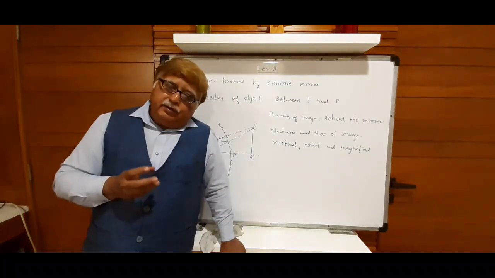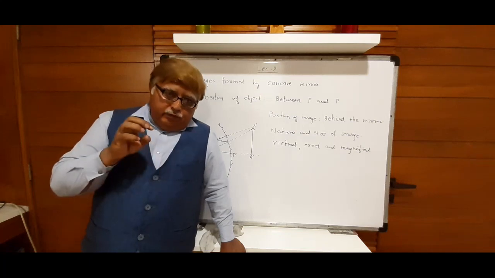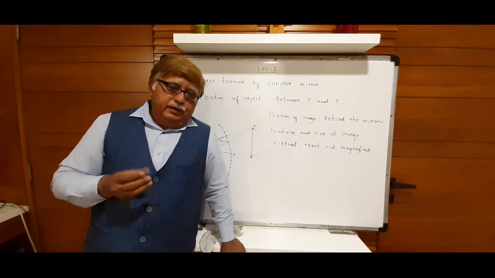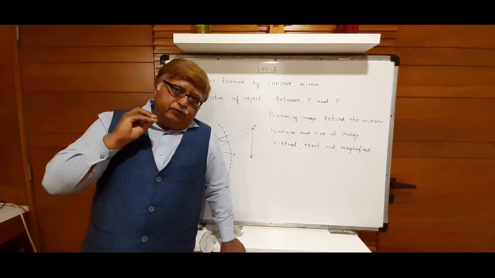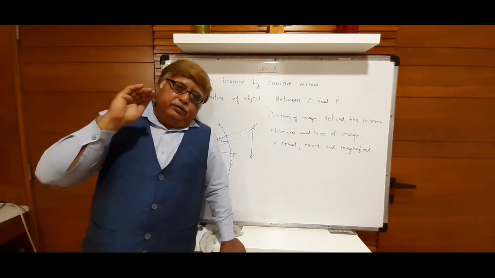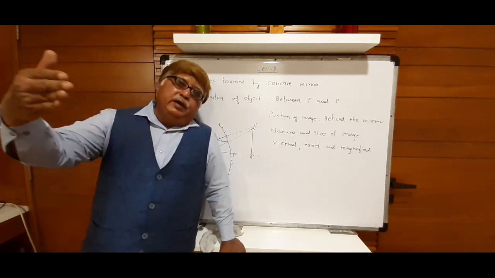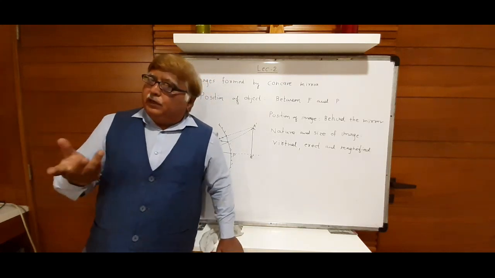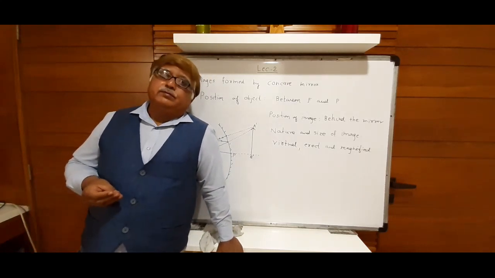In headlight, searchlight, torchlight, everywhere the bulb is kept at focus, and the rays emerging from the bulb will strike the mirror. It is positioned in such a way that after striking the mirror the rays become parallel and create a beam of light which travels a long distance so that you can visualize anything very clearly. That was the first use of concave mirror.